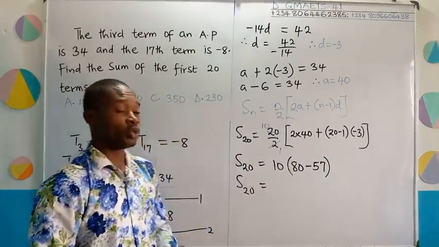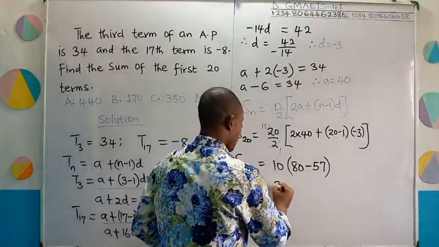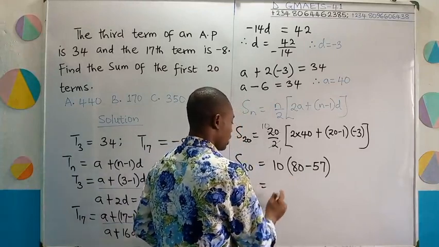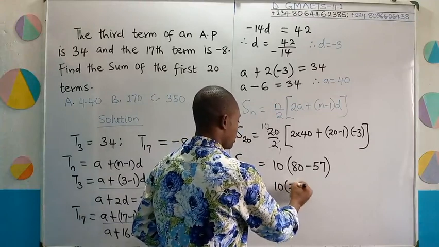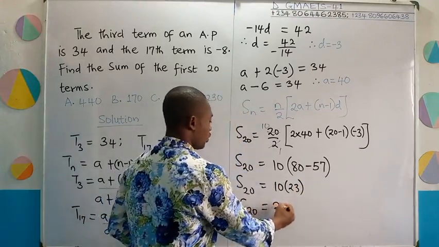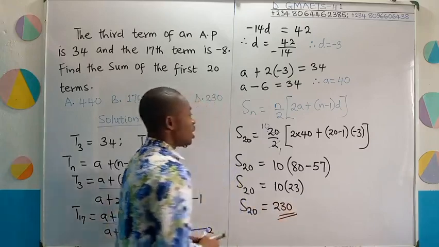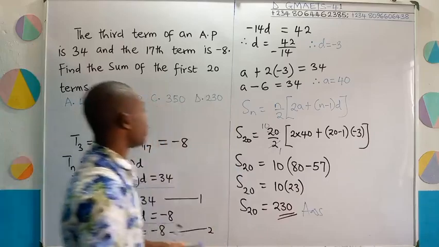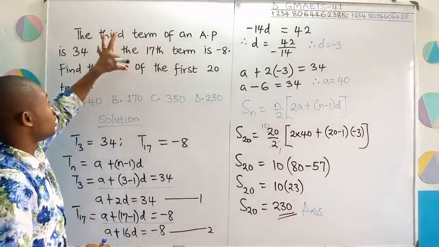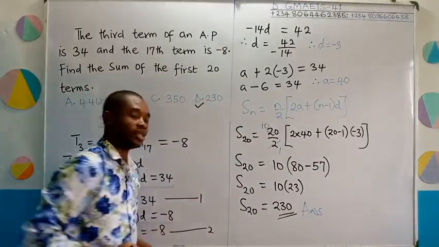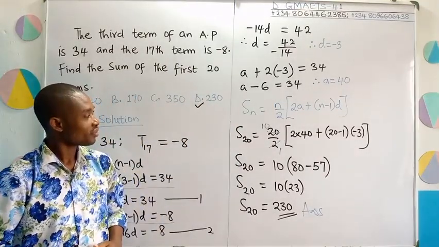80 minus 57 will give us what? So that is 23. So this eventually becomes 10 times 23. If you work out 10 times 23, the sum of the first 20 terms will now give us 230. And that, of course, becomes the answer of this question, the sum of the first 20 terms of this AP. The correct option is D.